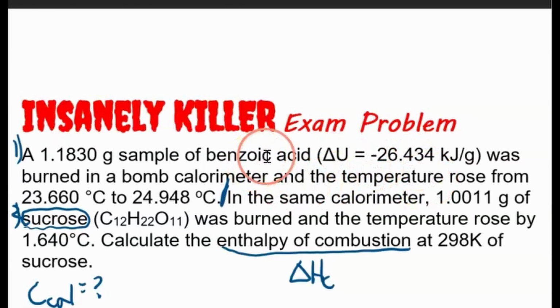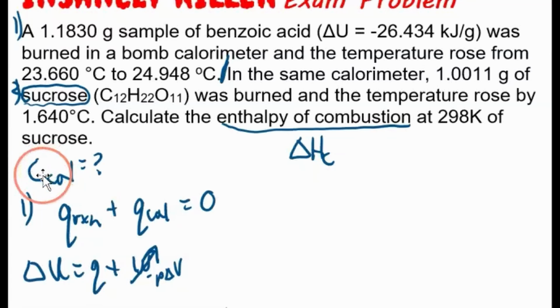So when 1 gram of benzoic acid combusts, its internal energy changes by negative 26.434 kilojoules. So this is per gram of benzoic acid. But we don't have 1 gram of benzoic acid that we're burning. We're burning 1.1830 grams. So to get the heat capacity of the calorimeter, we need to consider these 1.1830 grams, not just the 1 gram, which is what's given to us here.